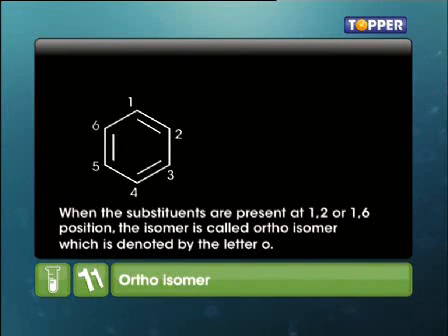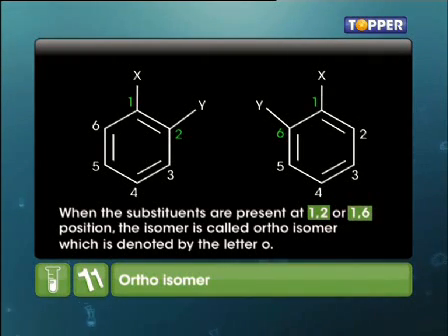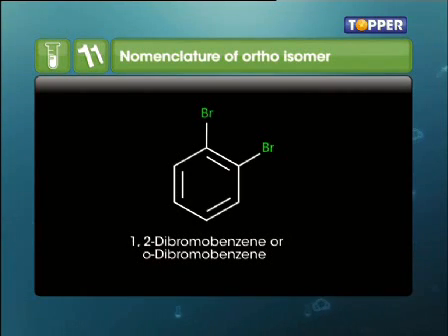When the substituents are present at the first and second or the first and sixth positions, the isomer is called ortho isomer and is denoted by the letter O. Such compounds are named by indicating the position and the name of the substituents as a prefix before benzene. For example, if two Br groups are present at 1 and 2 positions of the benzene ring, the name of the compound becomes 1,2-dibromobenzene. It is also known as ortho-dibromobenzene.